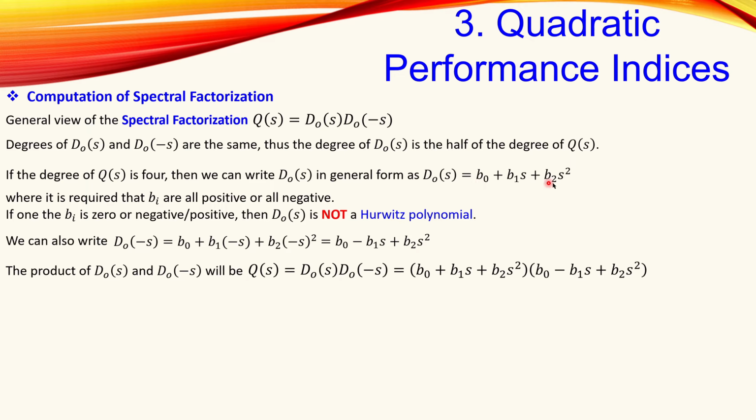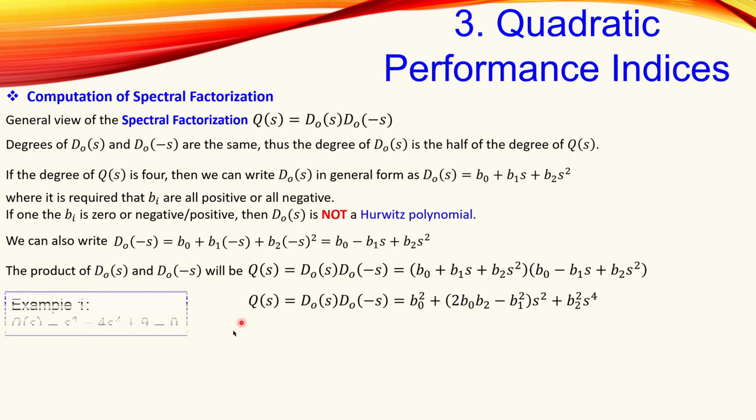So this part times this part is shown here. If you now work out the parentheses, you will get b0 squared plus 2 b0 times (b2 minus b1 squared) parentheses times s squared plus b2 squared times s to the power 4. That's now the Q. Okay.